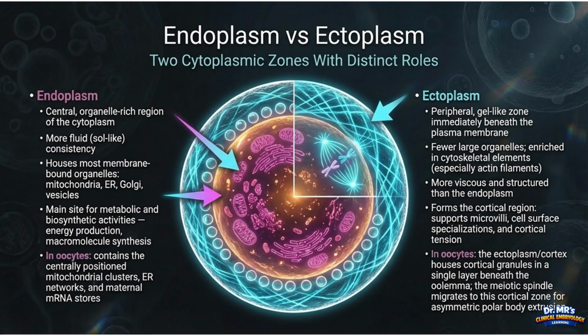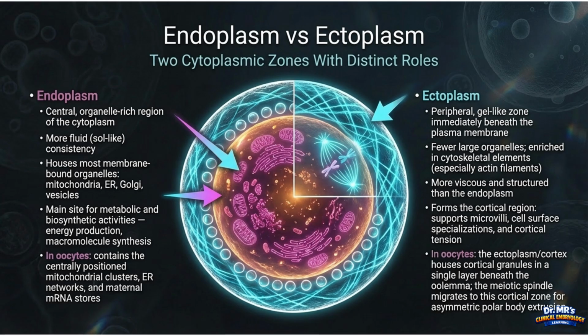The endoplasm is the central, interior region of the cytoplasm. It is more fluid in consistency, described as sol-like, and it is organelle-rich. The great majority of membrane-bound organelles, the mitochondria, the endoplasmic reticulum networks, the Golgi apparatus, secretory vesicles, are housed in the endoplasm. Because of this organelle density, the endoplasm is the primary site of metabolic and biosynthetic activity: energy production through mitochondrial oxidative phosphorylation, macromolecule synthesis, lipid processing, and calcium storage.